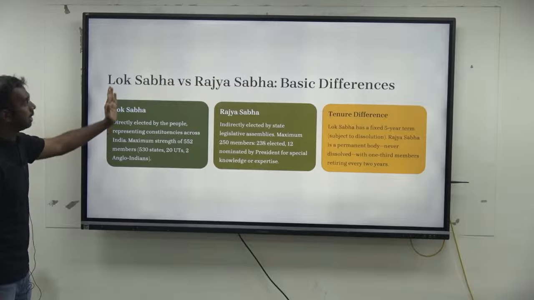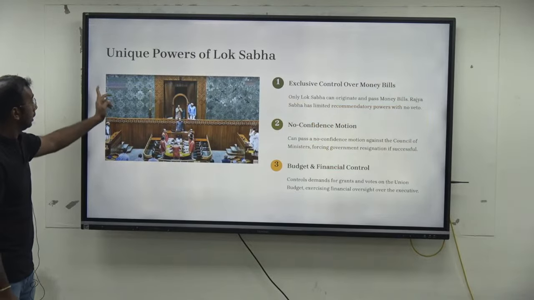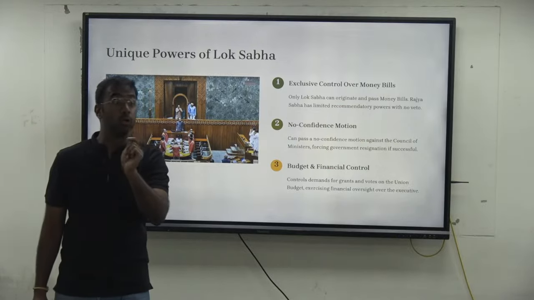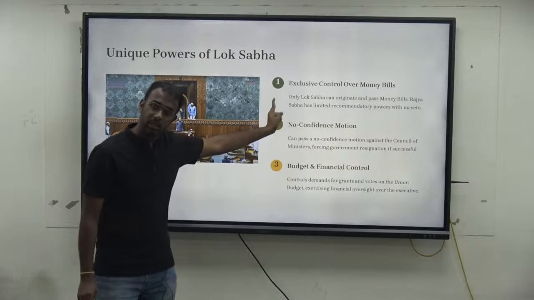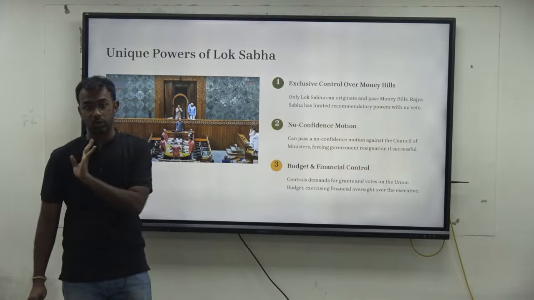Again, Lok Sabha, Rajya Sabha and the tenure. Unique powers of Lok Sabha. Be very, very active when it comes to unique. Which are the unique powers? Money bill, no confidence motion, budget and financial control.